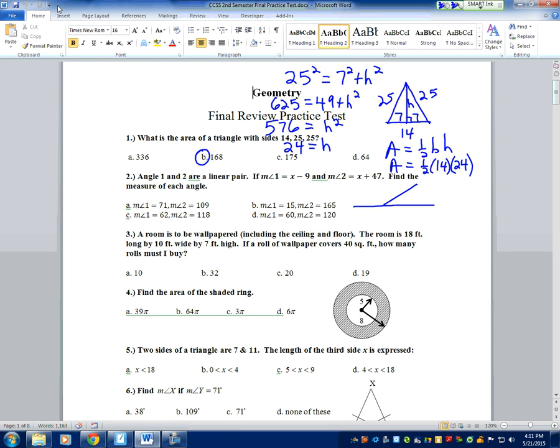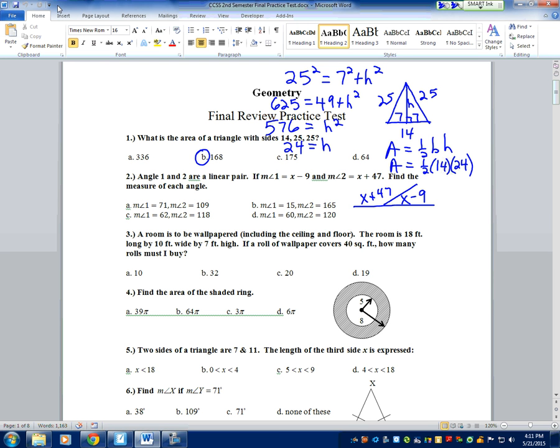Okay, so it says angle 1 and angle 2 are a linear pair. So I've drawn a linear pair here. In other words, the two angles, 1 and 2, make a line. Now I didn't think too much about which would be which. We should maybe do that now. I'm thinking the x plus 47 is going to be the bigger of the two. So let's call that bigger angle x plus 47, and the little one x minus 9.